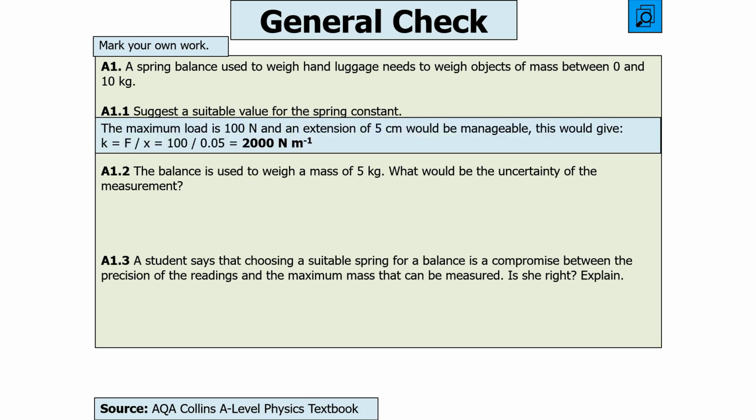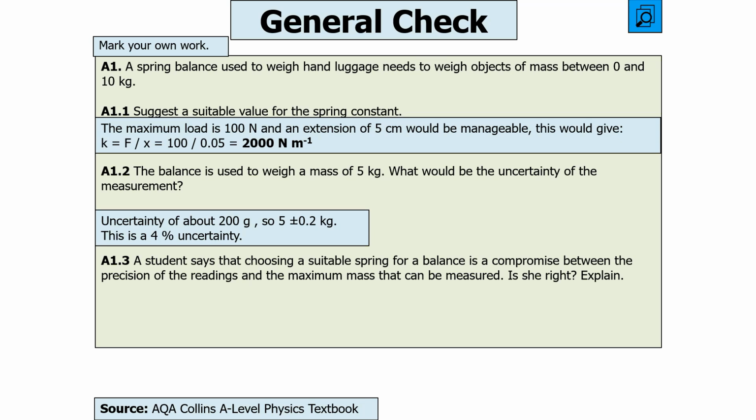Right, so the maximum load is going to be 100 newtons, and the extension of 5 centimeters will be very manageable for you to observe as a human. So we can say k equals F over x, 100 over 0.05, which is centimeters into meters, so it's 2000 newtons per meter. We know that an uncertainty of 200 grams is going to be about 5 plus or minus 0.2 kilograms, because if it's got 5 kilograms, it's roughly out by about 200 grams, so that's 0.2 over 5 times 100, which is a 4% uncertainty.